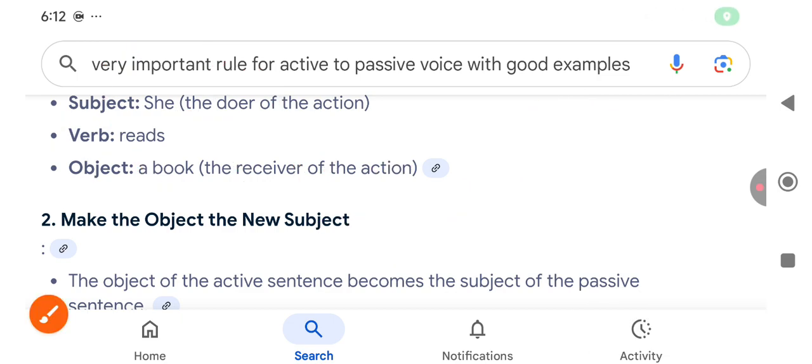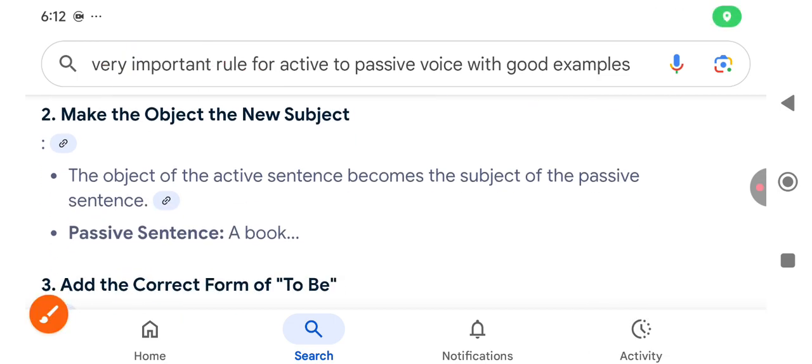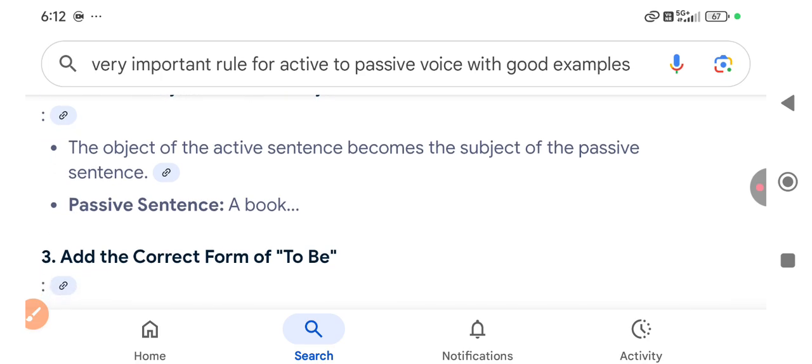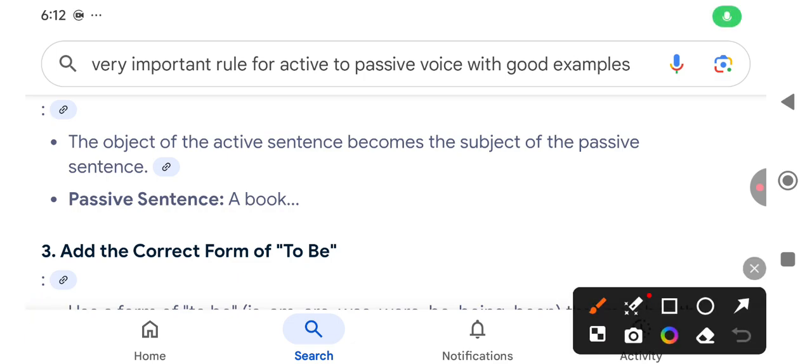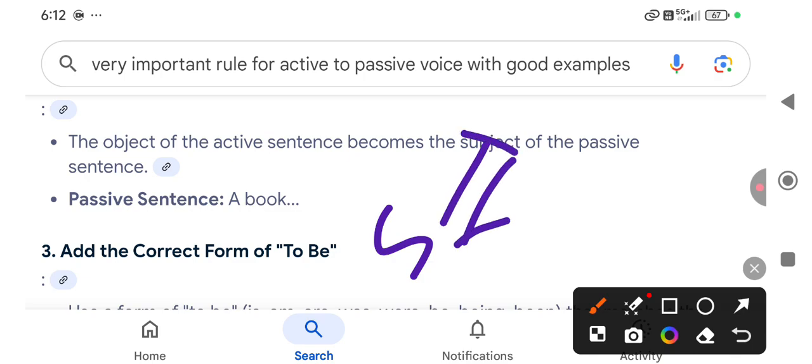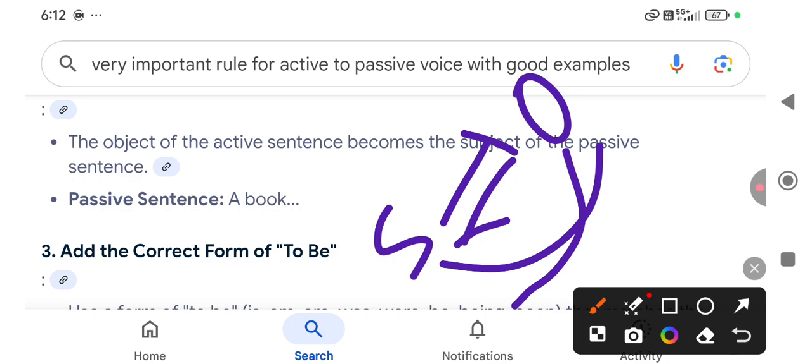Okay, now the next step: we have to take the object as the new subject. So the object of the active sentence becomes the subject. Just now we have seen that subject and object will change places, right?